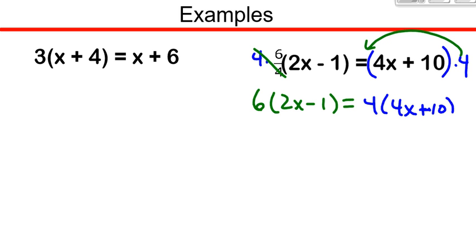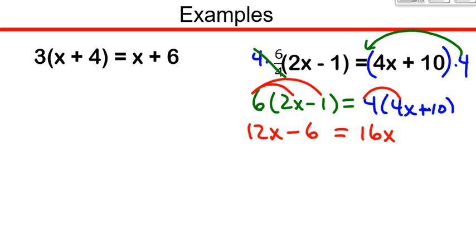in parentheses. Okay, so I've got a positive 6 times a positive 2x. That's going to give me positive 12x. Positive 6 times negative 1. Positive times a negative is a negative. 4 times positive 4x is positive 16x. And positive 4 times positive 10 is positive 40.